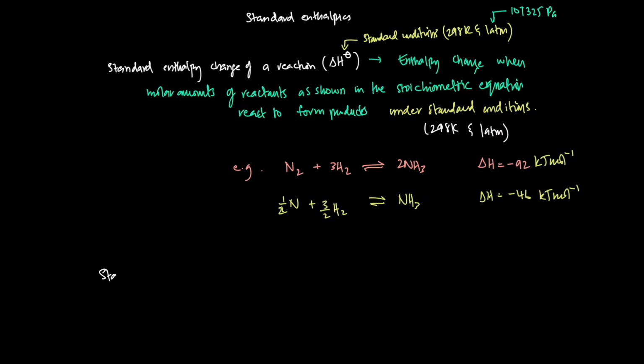Now we have the standard enthalpy change of formation. The symbol that we use for this is delta H theta, because of standard conditions, and for formation it's the symbol F. Now, what is the standard enthalpy change of formation?